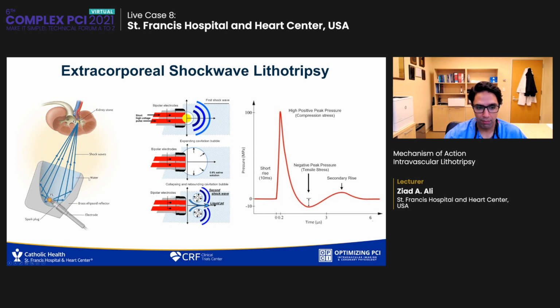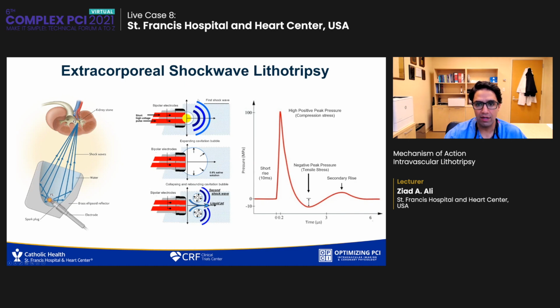This is called a parabole. And so what happens is this spark that's created reflects off the inside of the parabole, or the reflector, and the energy gets focused. And that's how we can target something that's 15 centimeters away, the kidney stone, by holding something outside the body.